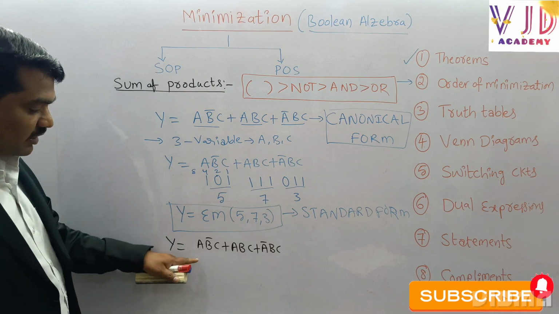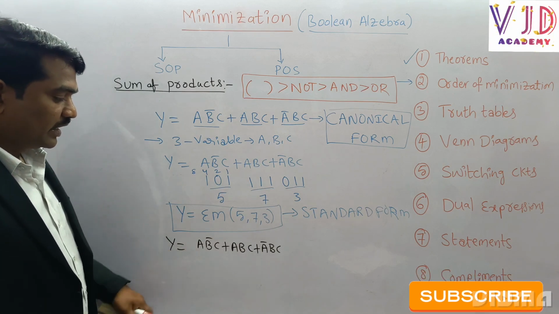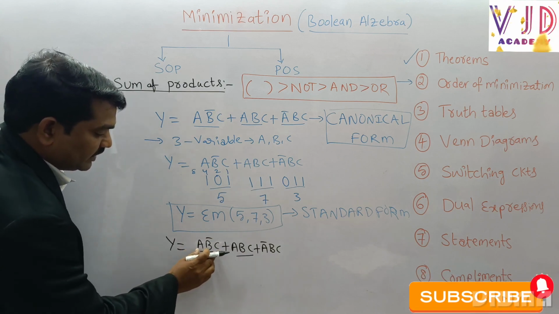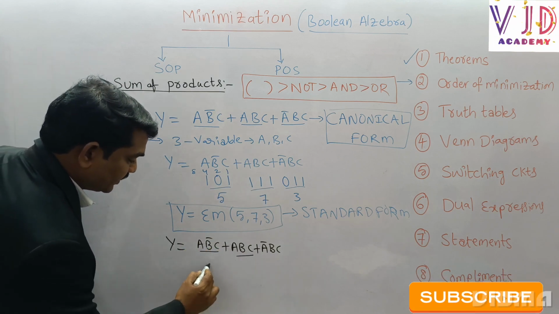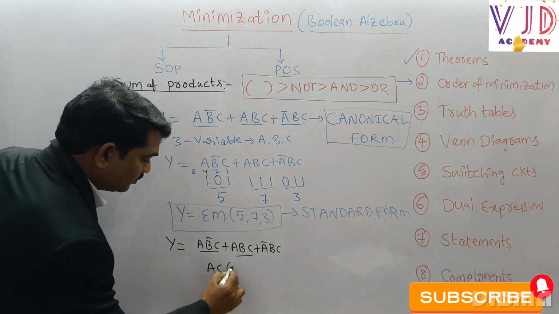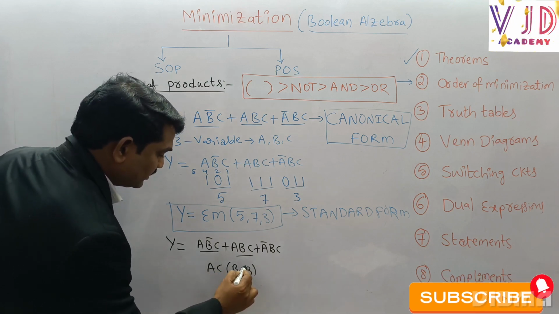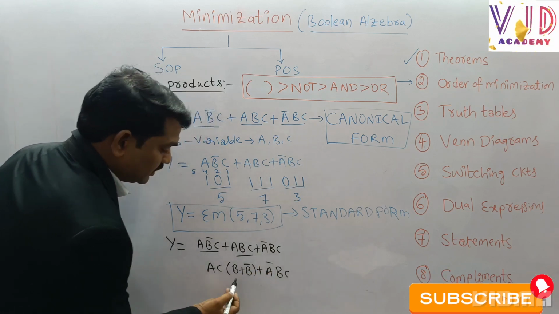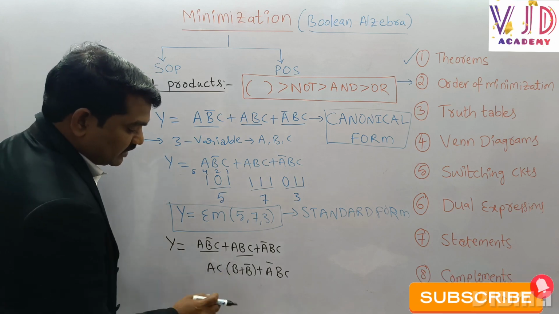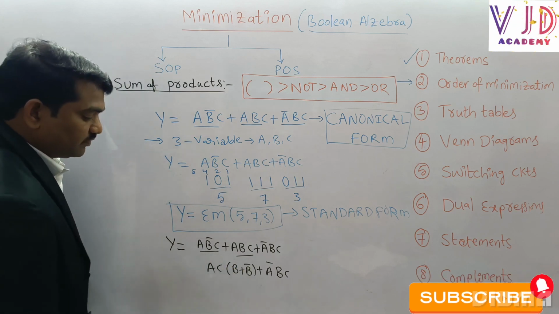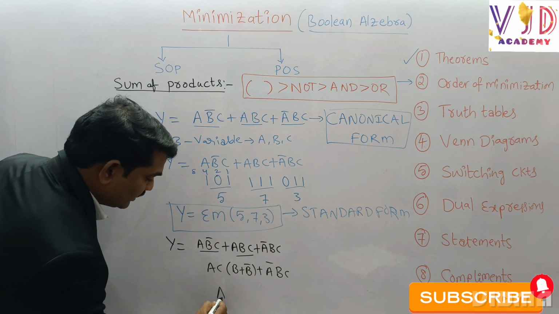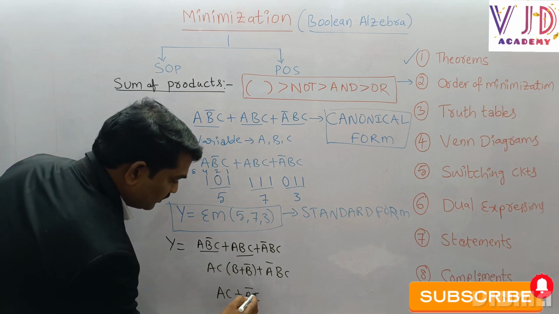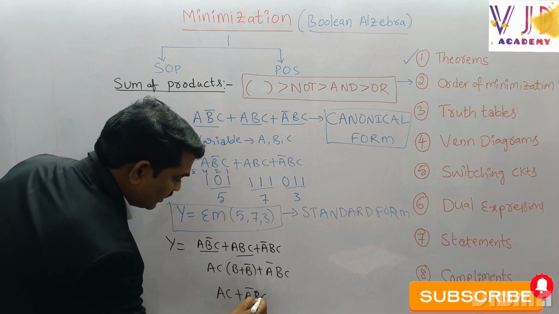Now from the above available values, can we take from the first one and then the second one, shall we take AC as a common? Yes sir, AC as a common. Now b plus b bar is the value, and now a bar bc. According to Boolean algebra theorems, b plus b bar is equal to 1. Now the remaining value will be AC plus a bar bc.